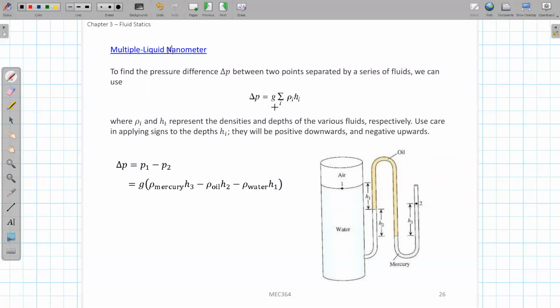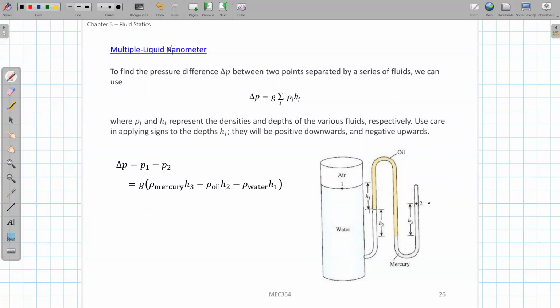So let me give you an example to show you how to use the equation. For this delta P, first you write it from left to right, so it will be P1 minus P2. P1 is the pressure you want to measure, and P2 is usually the end pressure, which will be the atmospheric pressure.